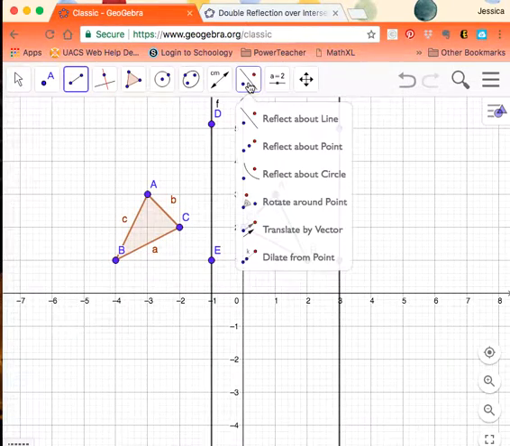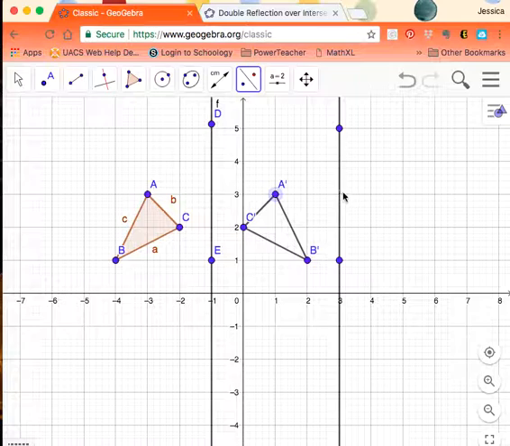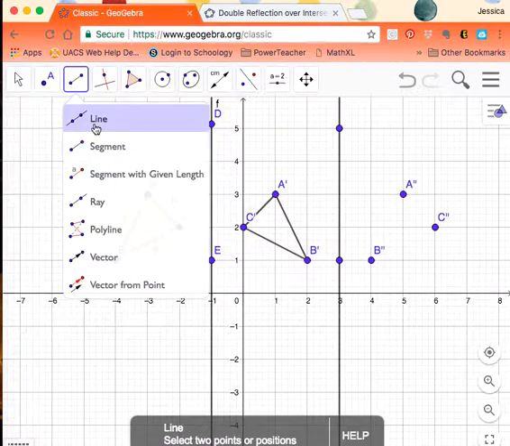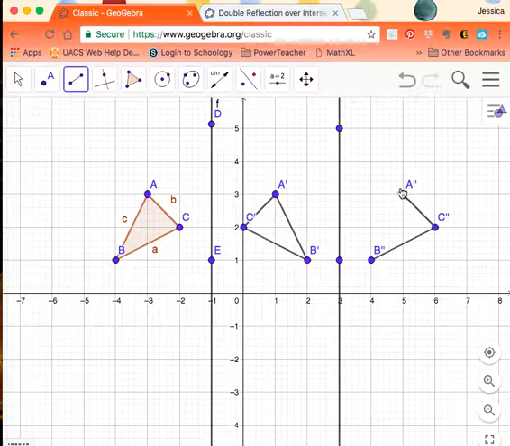Now we're going to reflect once again these points across this other line. So here's A double prime, reflect C double prime across this line, B prime across this line, and ta-da, now I have my new points. Let me just finalize them here. And here is my final image.